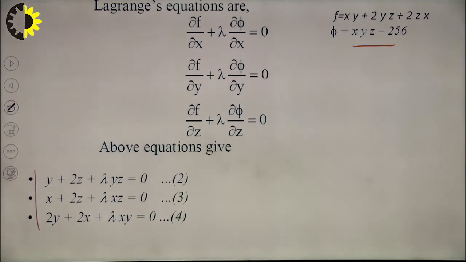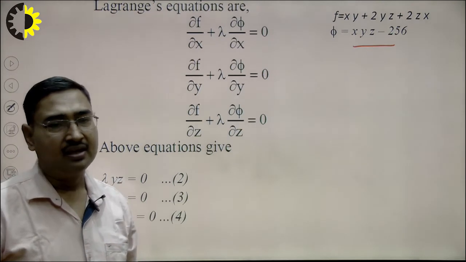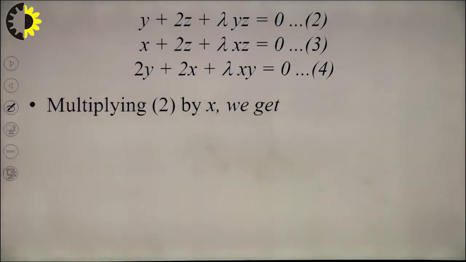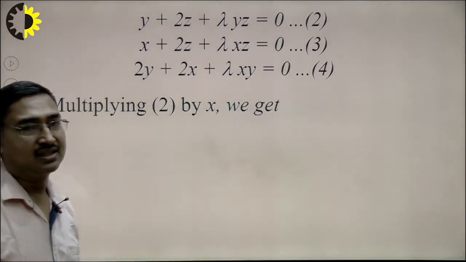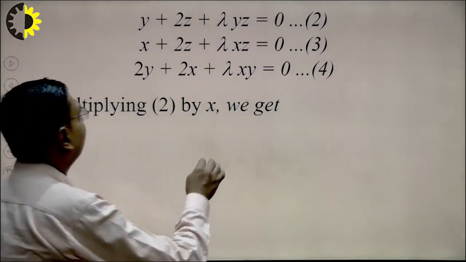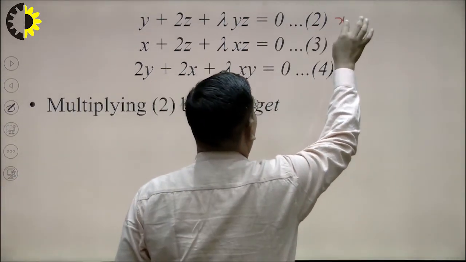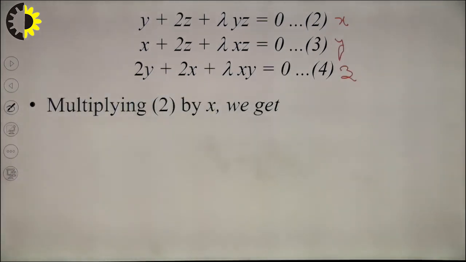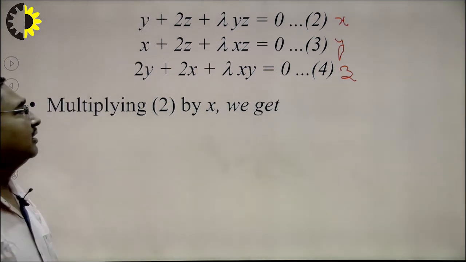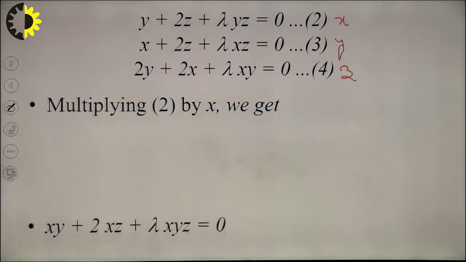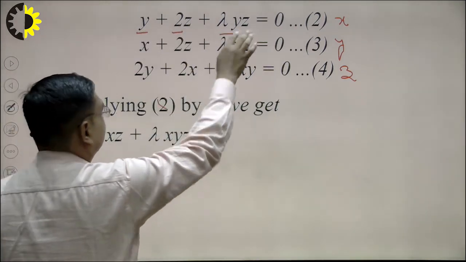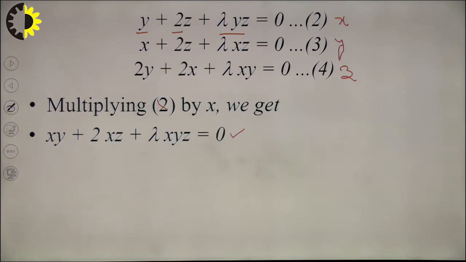We shall now find the values of x, y and z with the help of these equations. These are our equations. We are going to apply the same trick which we have used in the previous example. We shall multiply the first equation by x, the second equation by y, the third equation by z. Multiplying the first equation by x, I obtain xy plus 2xz plus lambda xyz equal to 0.